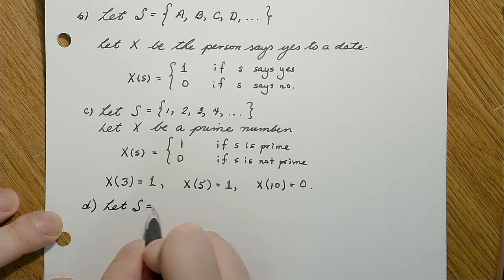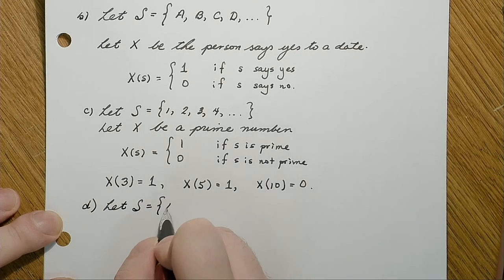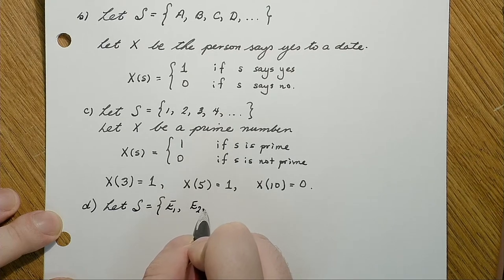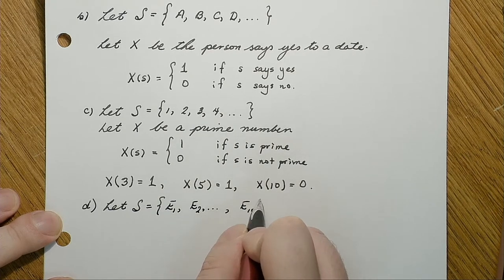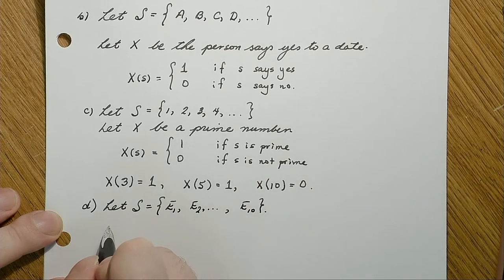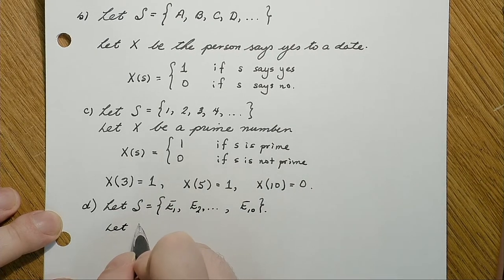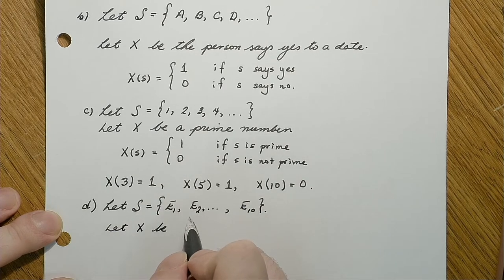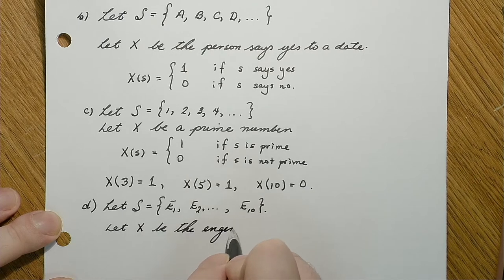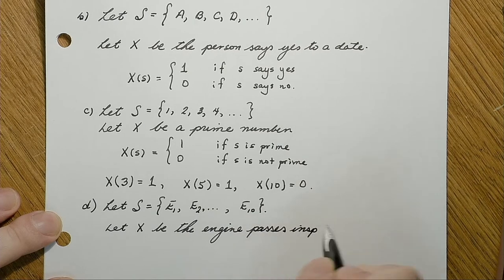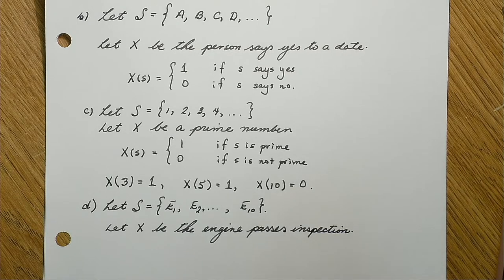We could let S be, say, an engine in an aircraft. We'll go up to 10. So we could say let X be 1 if the engine passes inspection, and so on and so forth.